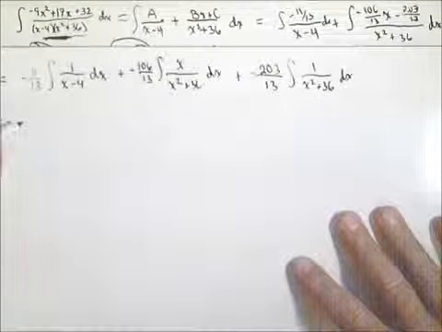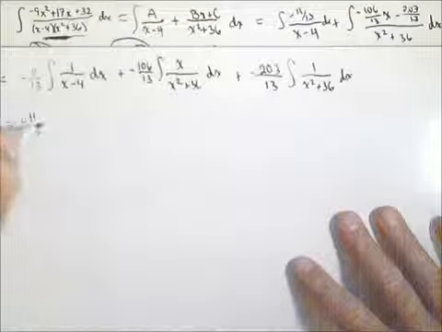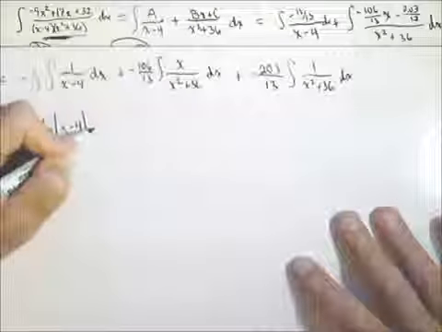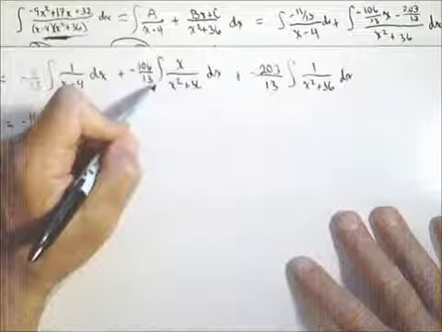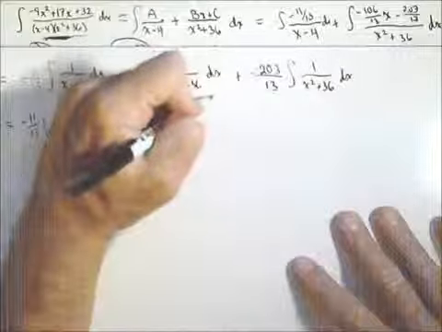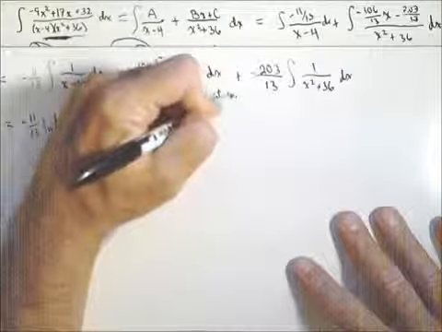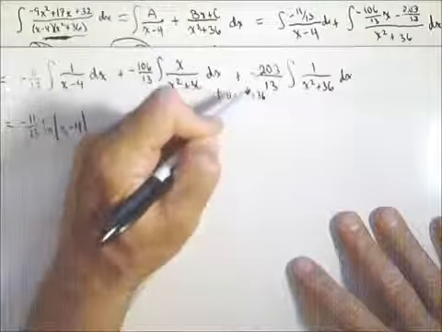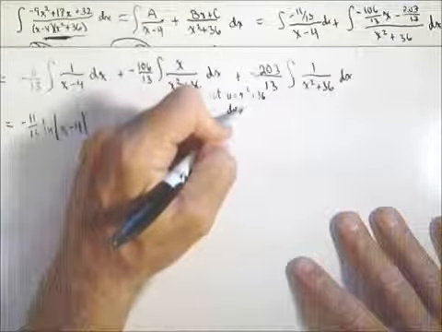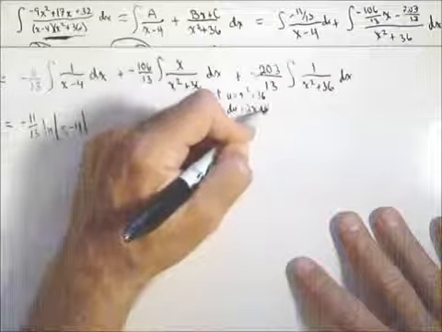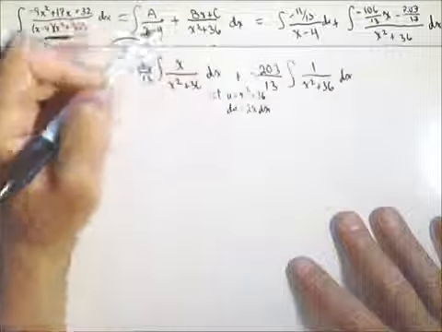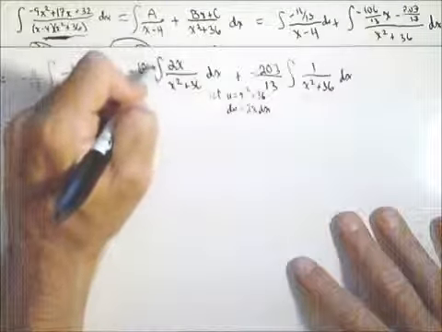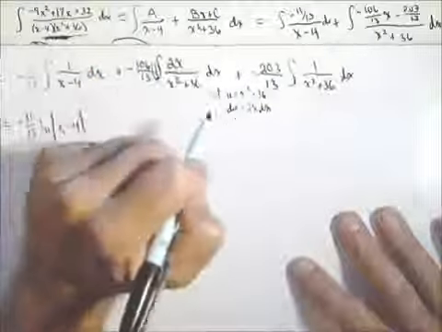This first one, we have negative 11 over 13 ln of the absolute value of x minus 4. This next one will be a u sub. We're going to let u equal the denominator, x squared plus 36. So du is just 2x dx. So if I put a 2x in here, I will multiply by a 1/2 out here for my substitution.